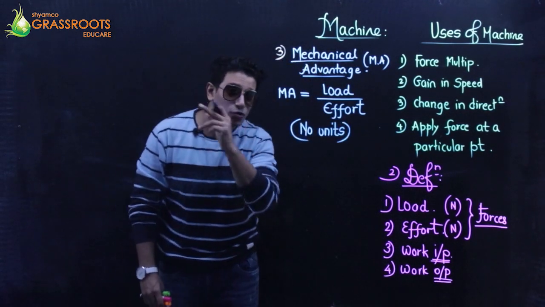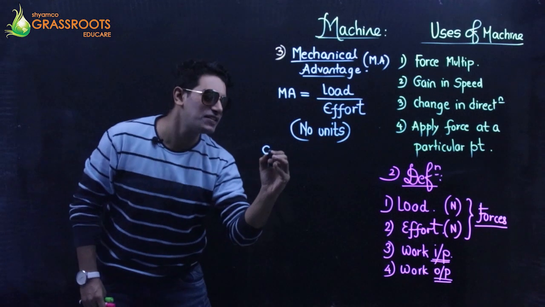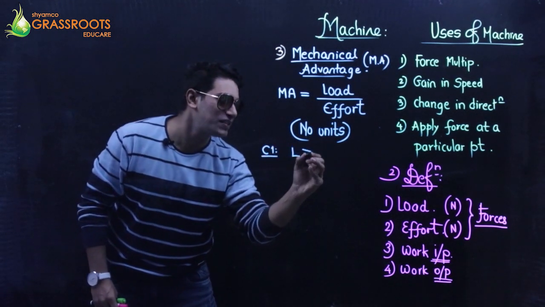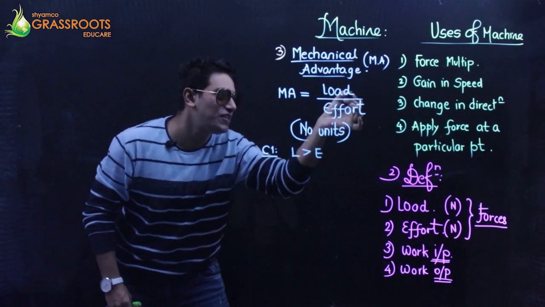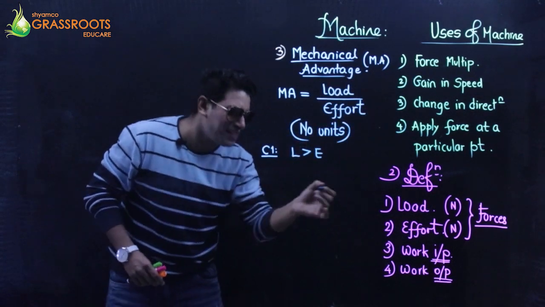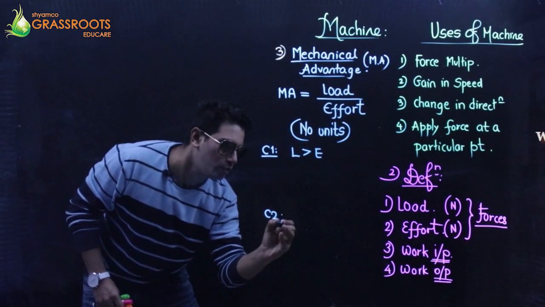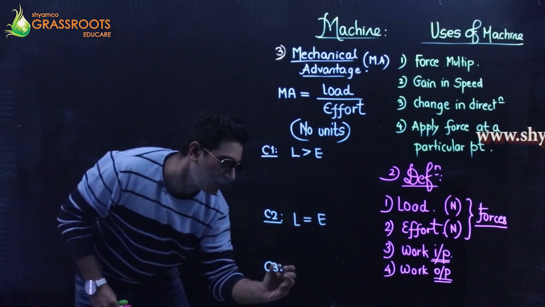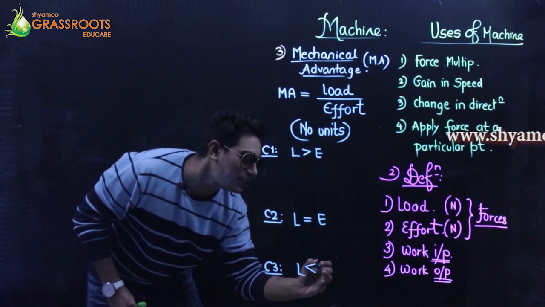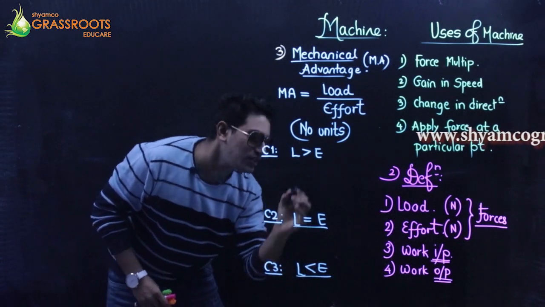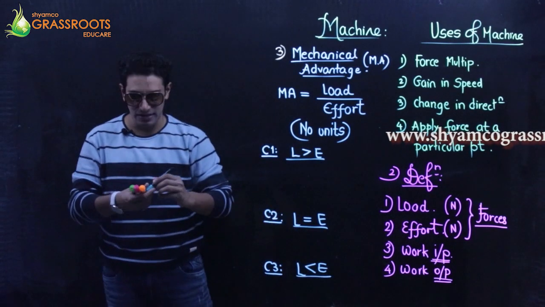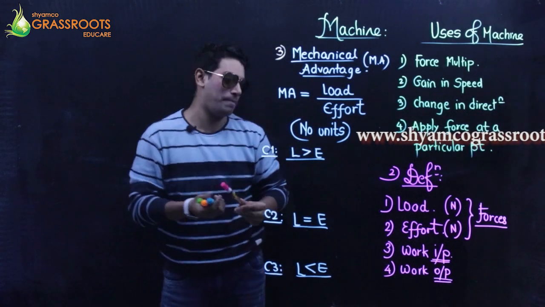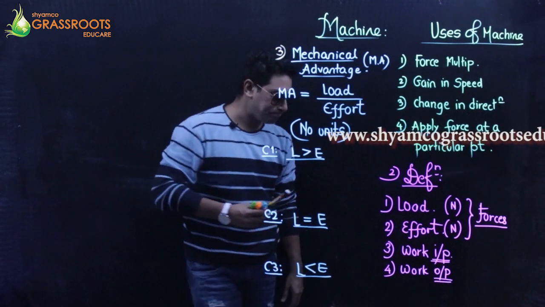Now remember three cases. Case number one, load is greater than effort. Load is more, effort is less. Case number two, load is equal to effort. Case number three, load is less than the effort. So let's work on these three cases, guys. Let's begin the journey.